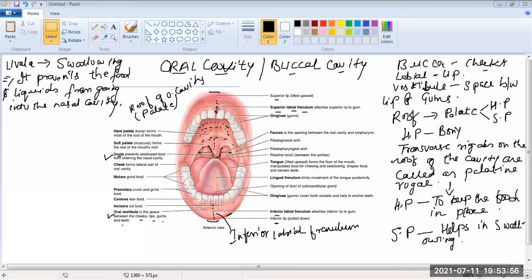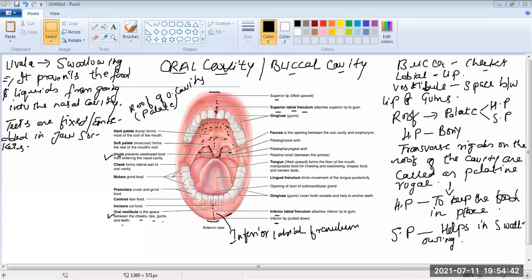Now, the other thing that you see in this oral cavity is the teeth. We'll be taking a different lecture on teeth, but just a brief on teeth. You can see these are fixed in the jaws, in the jaw sockets. These teeth are embedded in the jaw sockets.